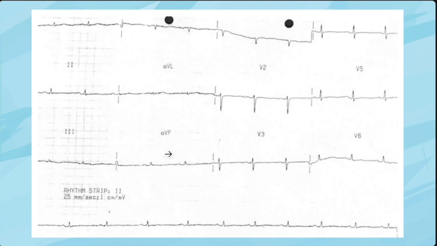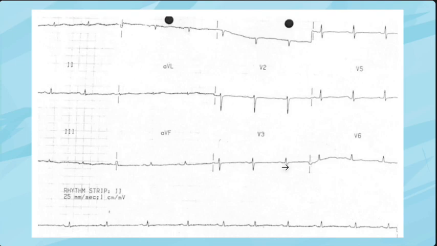Then P waves. The P waves in general are looking normal, and the PR intervals are normal, so there is no PR prolongation. The QRS complexes are narrow, but they are not only narrow, they are very small. We have low voltage QRS complexes. Let's look at the QT. We can't really calculate the QT quickly. Let's look at the T waves. The T waves are flat. Okay.